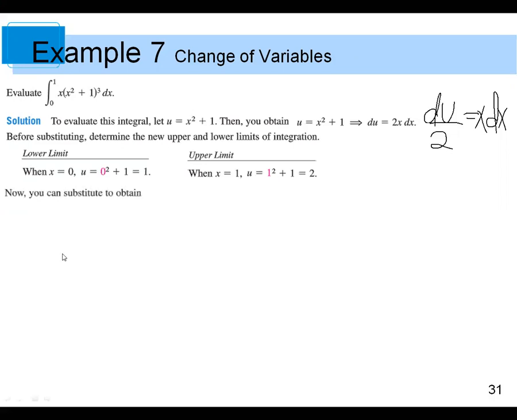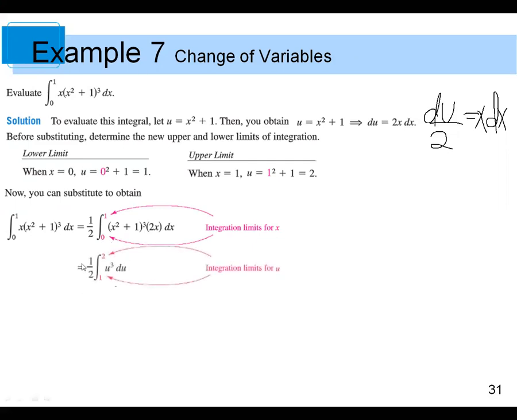So the integral becomes 1/2 the integral from 1 to 2 of u cubed. The 0 and 1 are the original limits. So the u replaces the x squared plus 1. The 1/2 du replaces the x dx. And the 0 and 1 are replaced by 1 and 2 because those are the limits in terms of u.